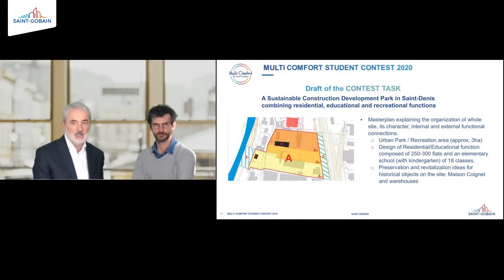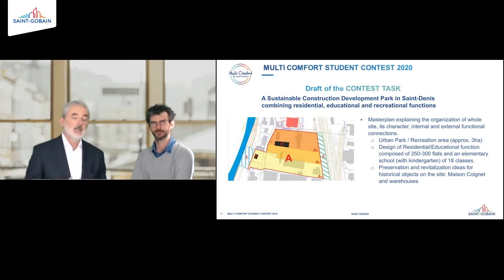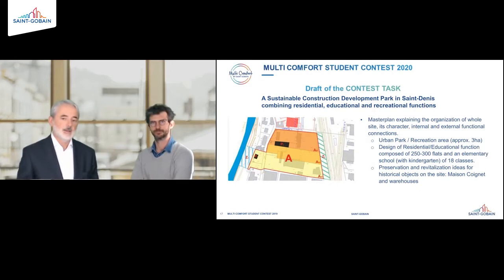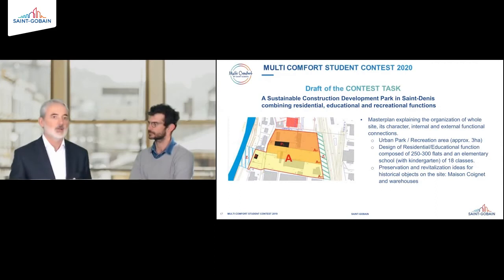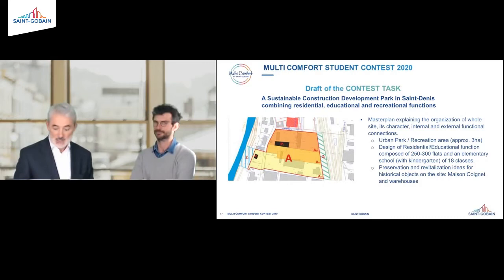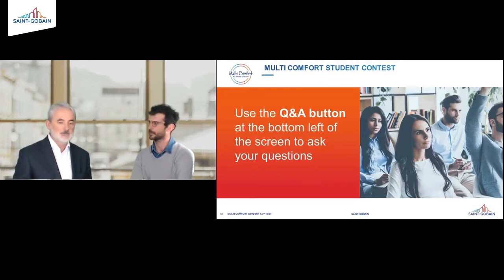So coming back to the summary of the task, this is the Sustainable Construction Development Park in Saint-Denis, combining these three functions, where you need to find a place for the urban recreation area, the mix of residential and educational function with the focus on the residential function in terms of explaining how the comfort principles are addressed in this part of the building, and at the same time propose the program of preservation of the historical buildings which are on the site and which can give character to this very place. These are the outlines of the competition task. You have definitely more details in the PDF summary that we have published on our website.